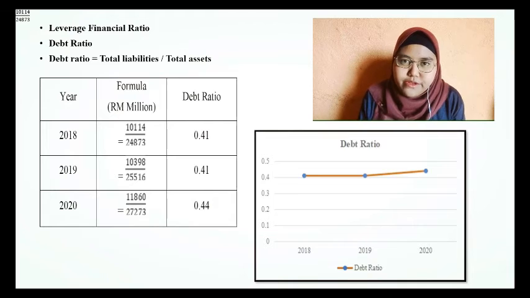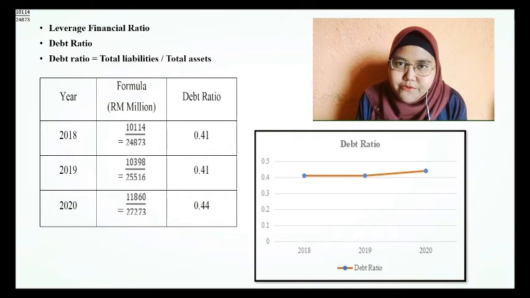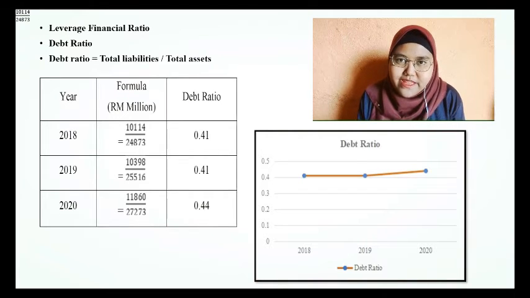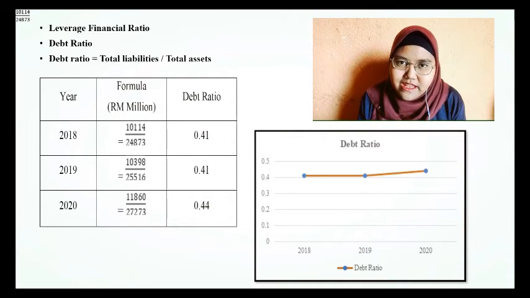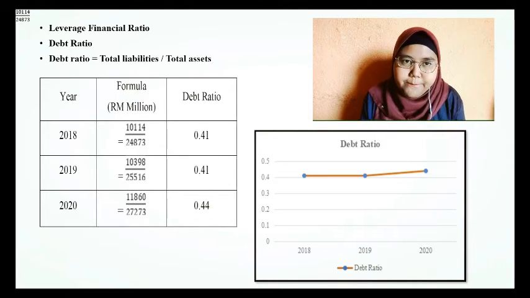I will be presenting leverage ratio. First of all, the debt ratio. The debt ratio is calculated by dividing total liabilities by total assets. For Sime Darby Berhad, the debt ratio in 2018 and 2019 stayed the same at 0.1, and in 2020, it increased to 0.44. This showed that their total debt is lower than their total assets, and they can pay their debt.